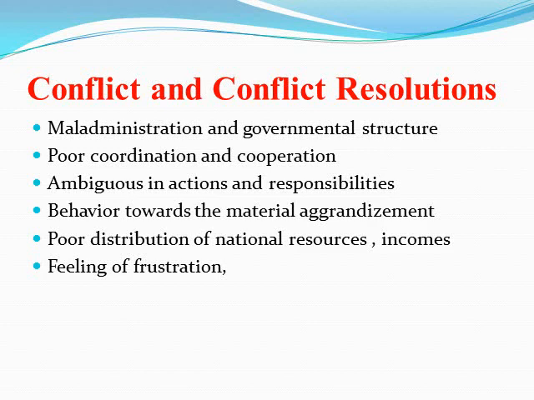And the last one you can add to these points is the feeling of frustration bringing destruction. In 1971, the debacle of Bangladesh is a good example of these feelings. So these are the common causes of conflict.